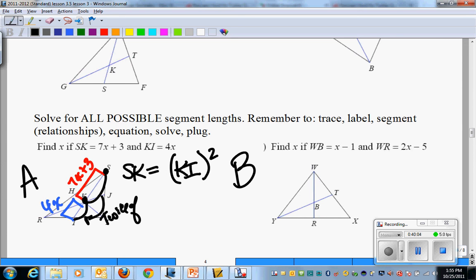Are you okay with that? Okay, so now we bring down our equations. SK is 7x plus 3 equals 2 parentheses 4x. So you do the relationships before you do the equations. That's the trick there, okay? Go back, finish, and then share with your groups.